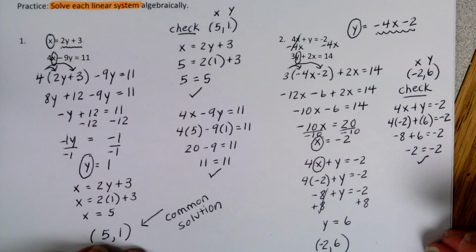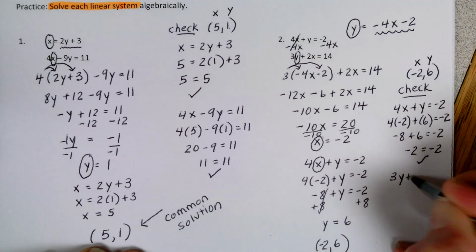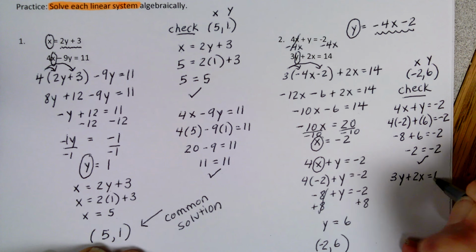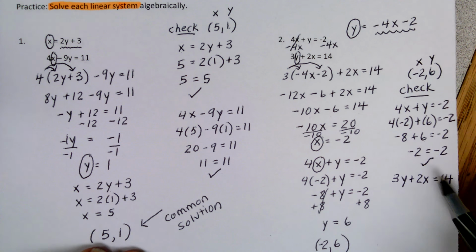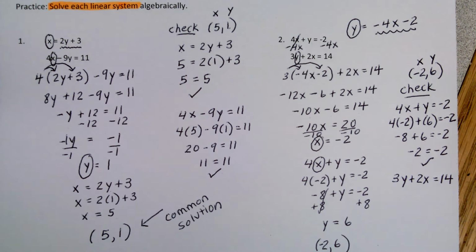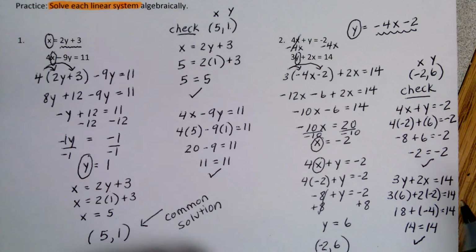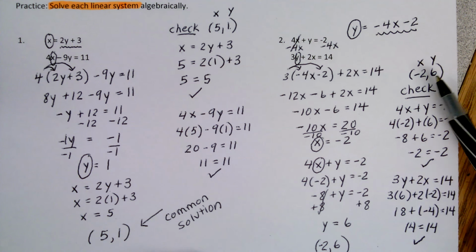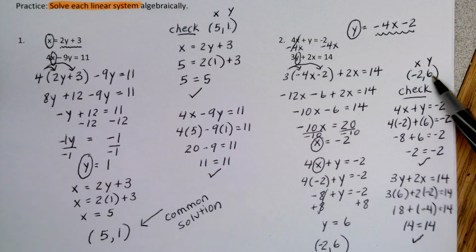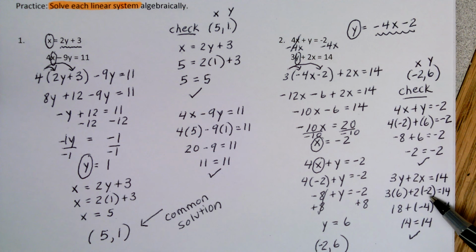But remember, it has to work for both equations. So let's write the second equation. You're going to pause the video, replace the y and x with these values, and make sure it makes that equation true. Okay, how'd you do? Remember, we're not putting just the first number. This says y, so we have to put the y value of 6. 3 times 6 plus 2 times the x value, negative 2, does that equal 14?